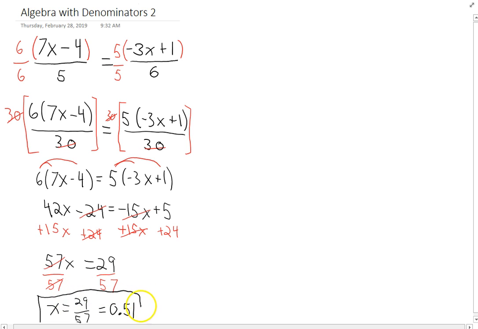Now, if you're going to go back and check your work and you put 0.51 in for x and you solve it, because this is rounded, you might not get exactly the same answer on your left-hand side and your right-hand side, but that's just because we rounded this. That's not because we did it wrong. So that is this example.